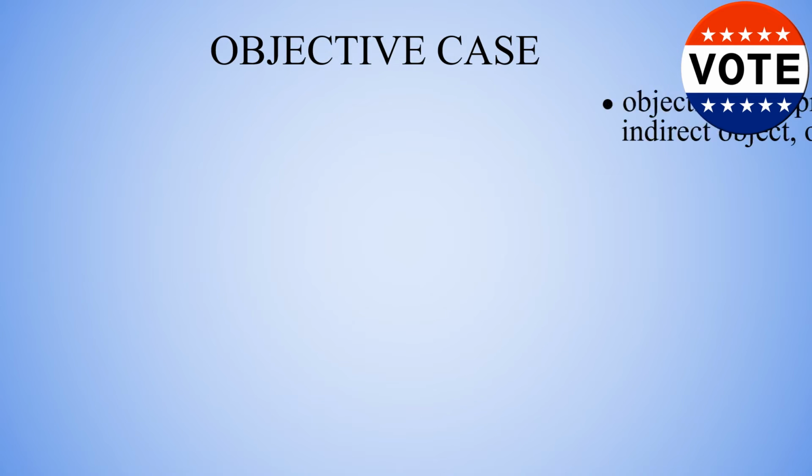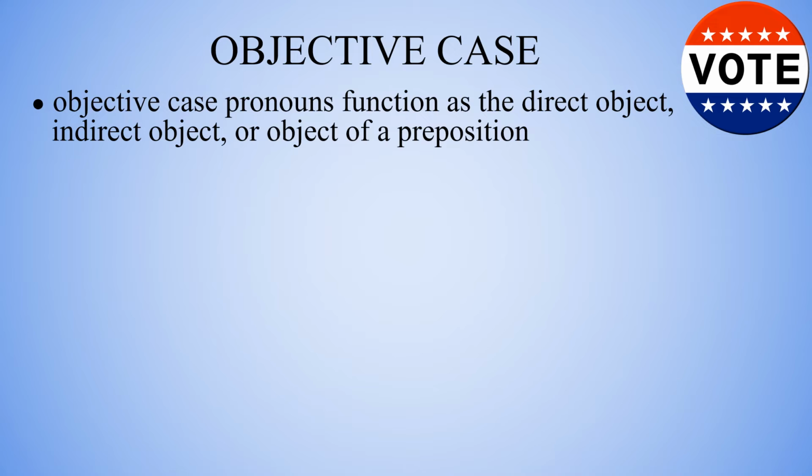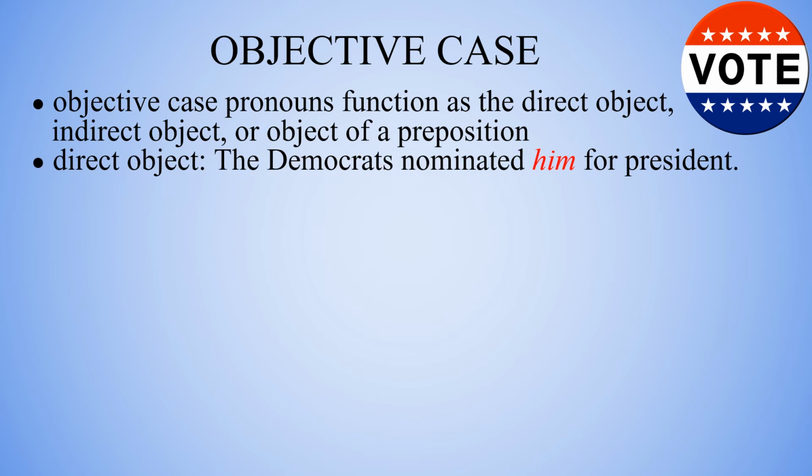Objective case pronouns function as either the direct object, the indirect object, or the object of a preposition in a sentence. In our first example, the Democrats nominated him for president. The objective case pronoun him functions as the direct object of the verb nominate.